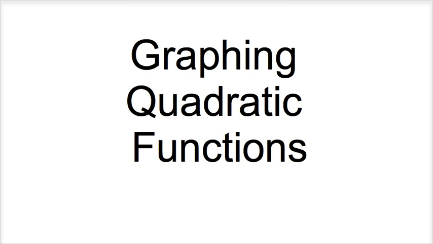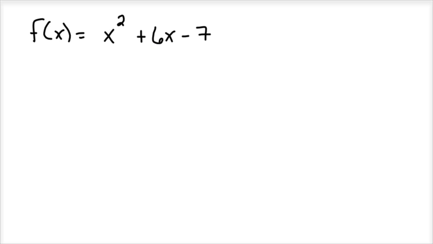Alright, so this topic we're going to cover graphing quadratic functions. First function, f of x equals x squared plus 6x minus 7. When graphing these functions, basic graphing, we need two things. One, we need the roots of the function, or the zeros, or the x-intercepts, however you want to call them. And second, we want the vertex of the function.